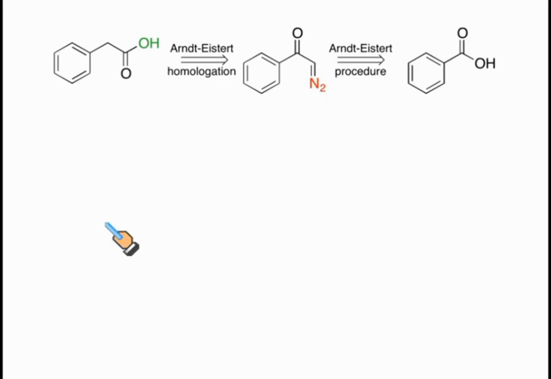So using the Arndt-Eistert synthesis process, we can synthesize a homologous carboxylic acid. As shown here, this carboxylic acid can be synthesized from this carboxylic acid. So what is the retrosynthesis process? First, this compound, from this compound we can get our product, which can be obtained from benzoic acid.